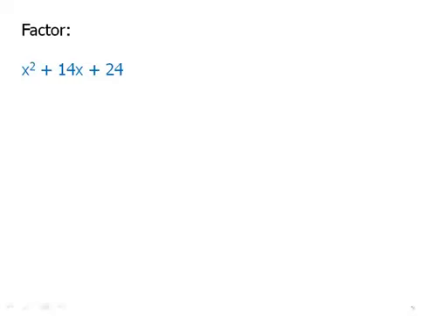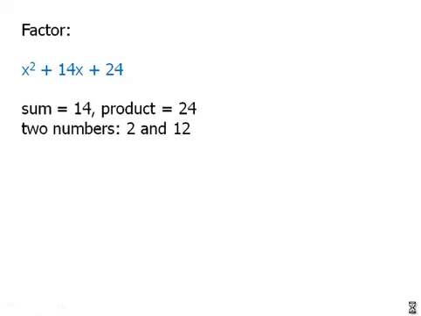We'll factor this one. We need a pair that have a sum of 14 and a product of 24. A little bit trickier because there are many factor pairs that multiply to 24. We could do 4 times 6, that's not the right sum. We could do 3 times 8, that's not the right sum. We could do 2 times 12, that's the right sum. And so the numbers that we need are 2 and 12, and this is the factored form, x plus 2 and x plus 12.